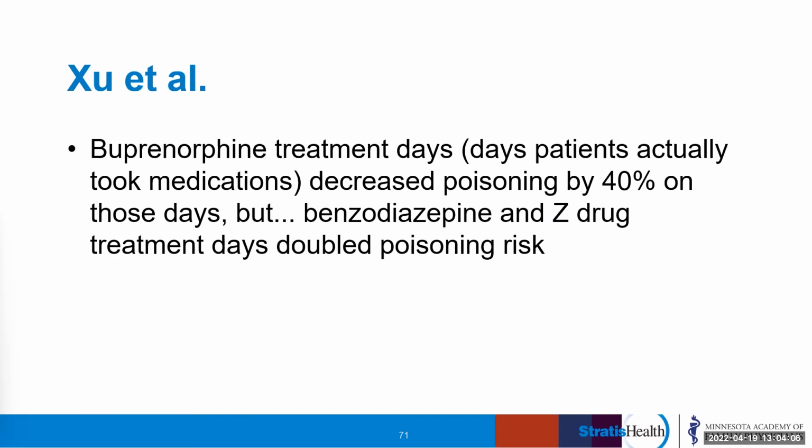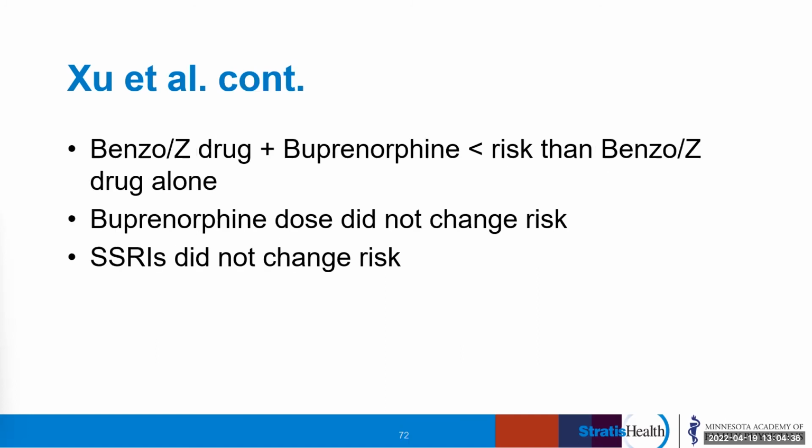Basically, they found something interesting, which I don't think is surprising, right? On the days that you actually take your buprenorphine, you have decreased poisoning. Because when we talk poisoning, it could be any other drug mixed with that. They took their opioid and they had a benzo in there, or they took something else. But the days that they actually took their benzos and Z drugs doubled their poisoning risk. So clearly the risk is with the benzo and not the buprenorphine. When you take the buprenorphine, you're typically in good shape.